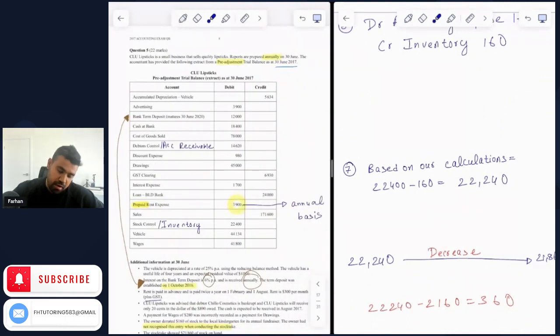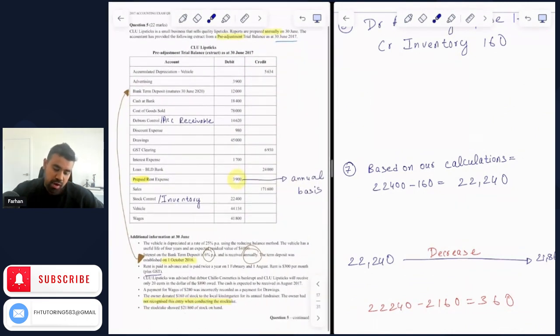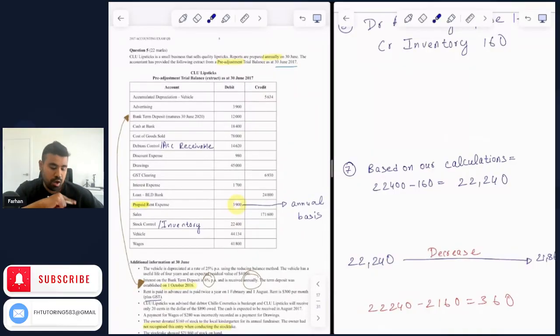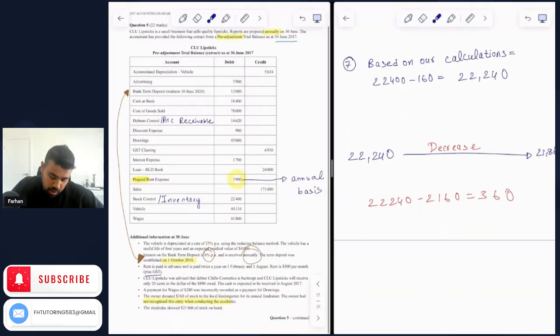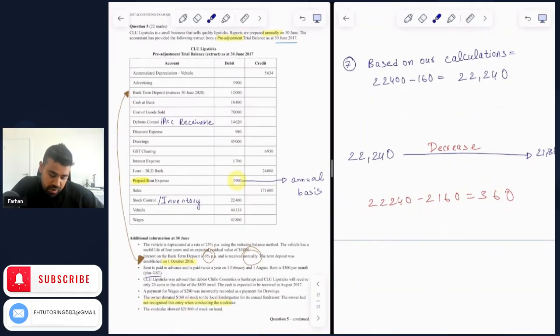Okay, so I didn't mention one thing here. This question is from the old curriculum, right? So debtors control is what we now refer to as accounts receivable, and stock control is what we now refer to as inventory. And then you have creditors control, which we now refer to as accounts payable. So don't be confused with the terminologies. The last additional information says that the stock take showed $21,860 of stock on hand.